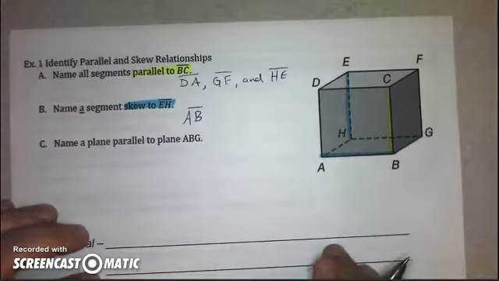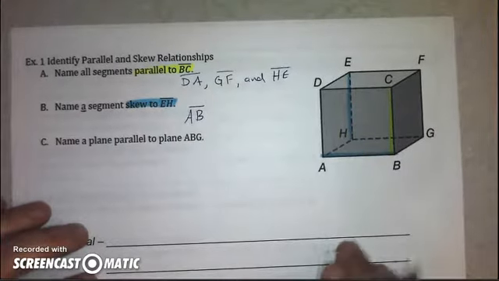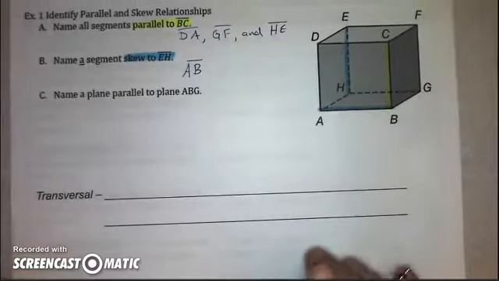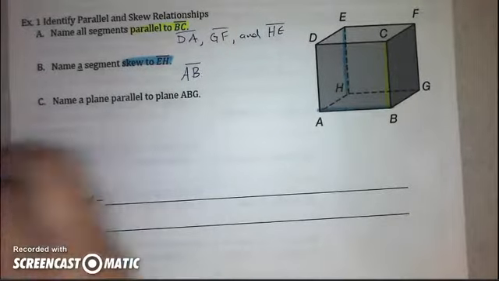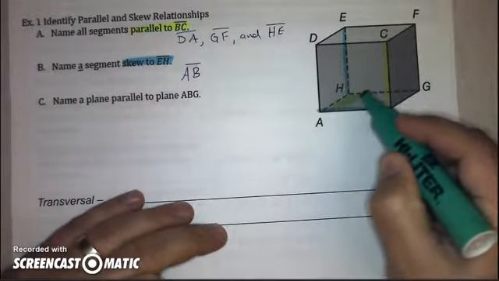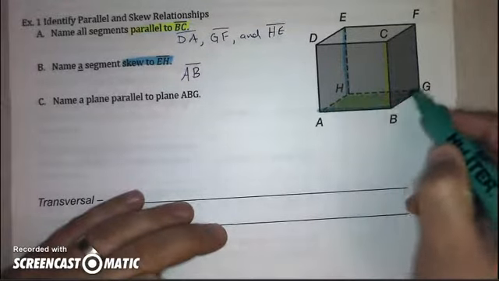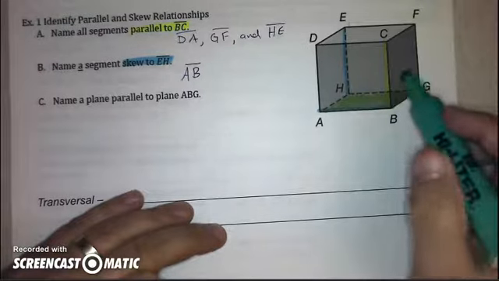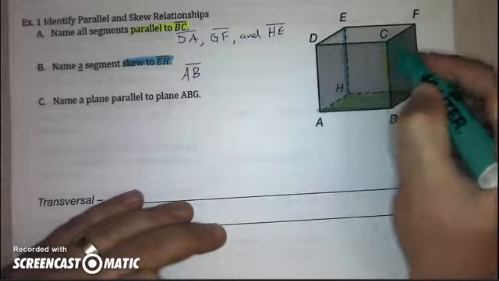There are multiple other answers you could have given there. All right, part C, we want to name a plane that is parallel to ABG. ABG is this bottom plane, and so the parallel plane would be the top of the box.